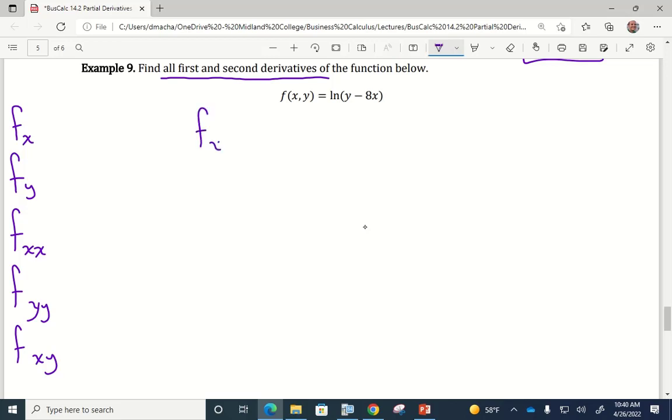So if I take the derivative just with respect to x, the derivative of my natural log function is going to be 1 over whatever is inside my natural log function, so 1 over y minus 8x. And then my derivative chain rule says multiply times the derivative of the inside function. So the derivative with respect to x of y minus 8x is going to be negative 8.